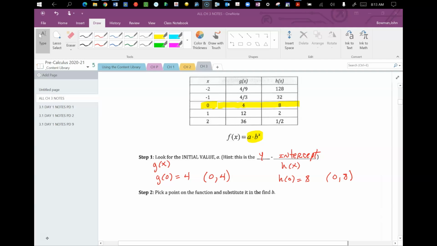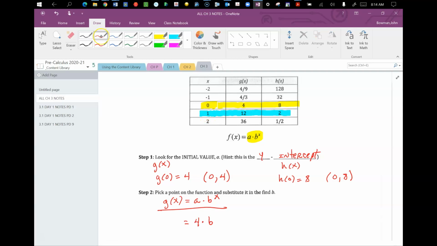Once you've determined the initial value, the a value in the function, you're going to move on to find the b value in the function. So here's how you do that. We will do g of x first. And remember, g of x is going to be of the form a times b to the x. We plug in what we know the a value to be, 4 times b to the x, and pick an x value. If you can, pick an x value that's easy to deal with. We're going to pick 1, because that's going to be the easiest in this example.